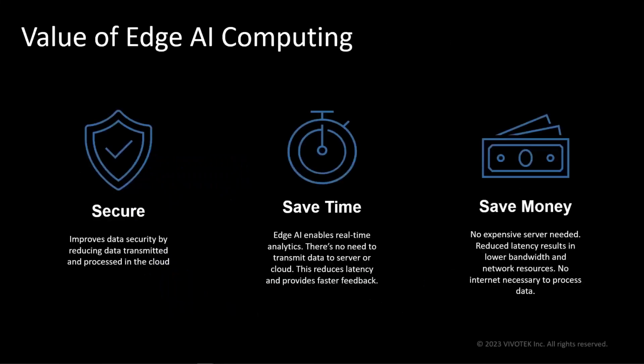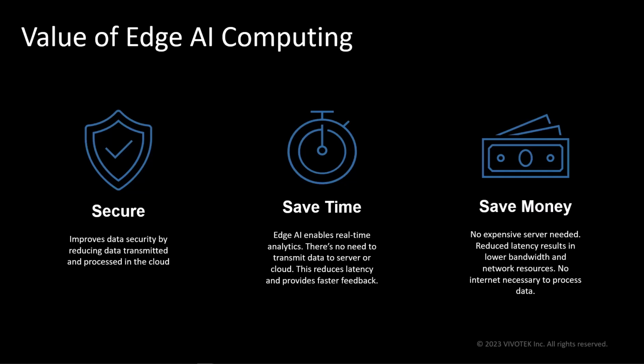With VIVOTEK's AI solution, it provides value by making our cameras do all the computing. Some benefits of edge computing is that it's secure. It improves data security by reducing data that's transmitted and processed by the server or even in the cloud. It helps save time during installation while it's working. And then with Edge AI, it enables real-time analytics. There's no need to transmit data to the server, so it provides faster feedback.